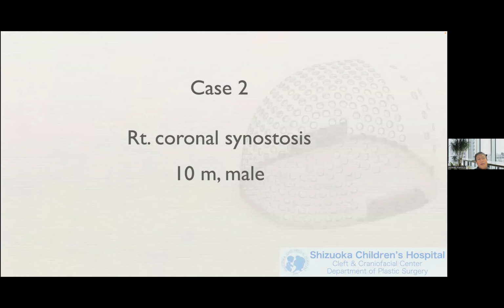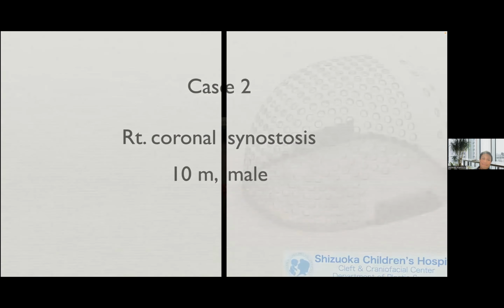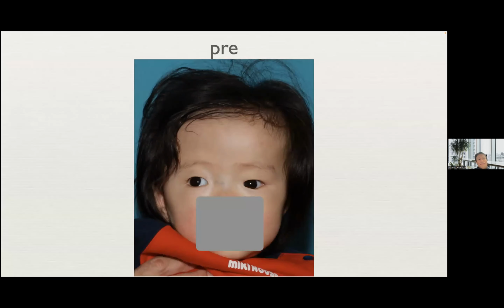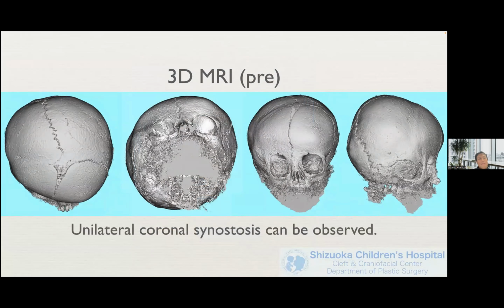Case 2. This child is a 10-month-old male with right coronal synostosis. In the preoperative photo, we see marked asymmetry of skull, orbit, and face, with contralateral frontal bossing and ipsilateral distortion of the superolateral orbit. In the preoperative 3D MRI, unilateral coronal synostosis can be observed. We can see an asymmetric shortening in the anterior-posterior dimension.